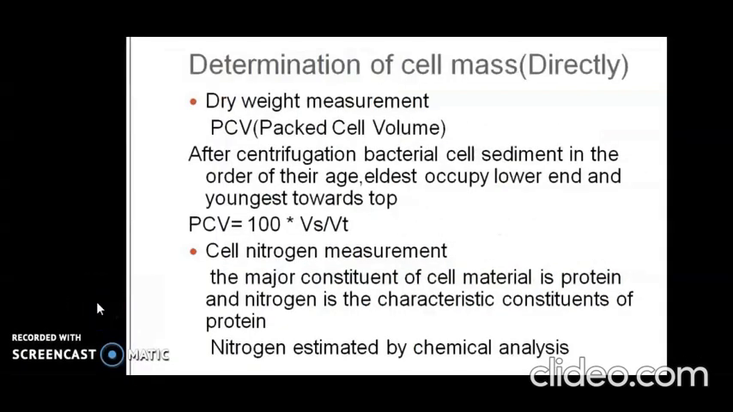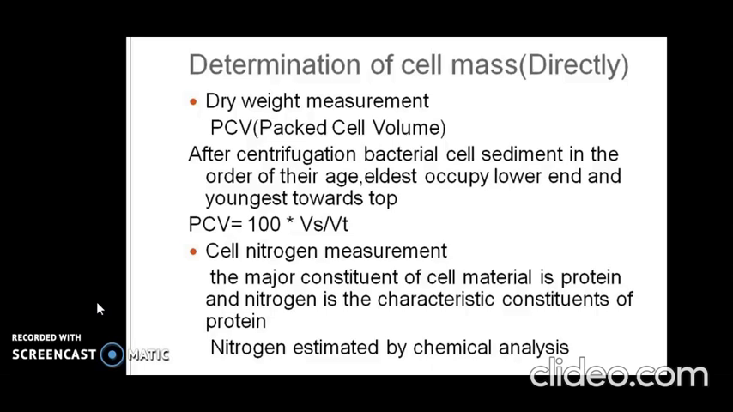The one method that comes under the dry weight measurement is the packed cell volume or PCV. It describes the volume occupied by a cell pellet after centrifugation. It is used to determine cell mass, and after centrifugation, the bacterial cells will sediment in the order of their age. The eldest cells occupy the lower end of the tube and the youngest cells towards the top. The PCV is calculated by measuring the volume of sediment, that is Vs, and the total volume of the culture, that is Vt.